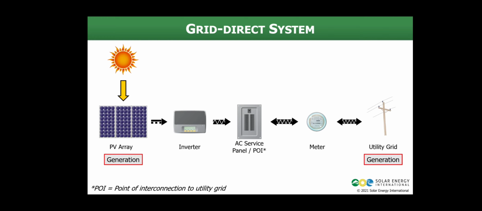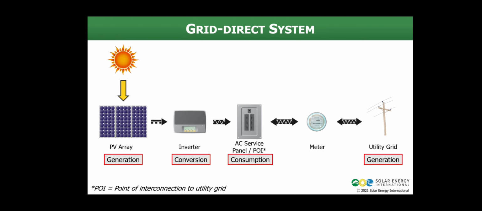There are two generation sources present when we are talking about grid direct systems. One is going to be the PV array and one is going to be the utility grid. We also have conversion in the inverter and our consumption at the AC service panel, which is also typically going to be the point of interconnection, or the POI, to the utility grid.